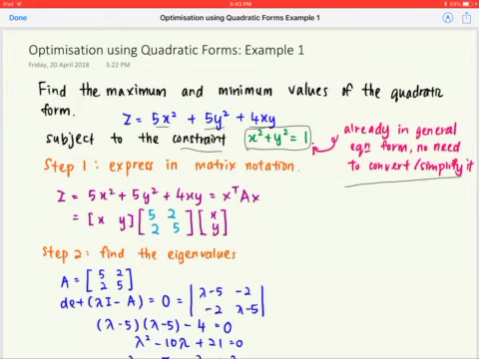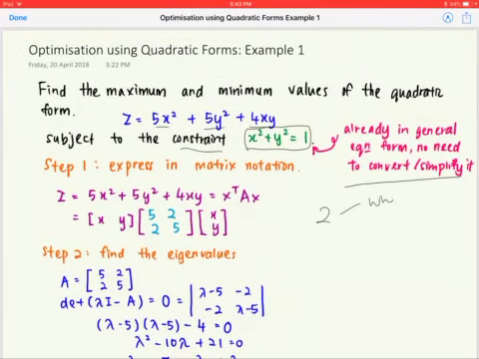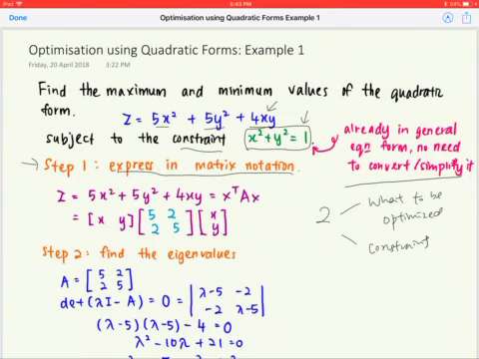As I told you in the class, for optimization, you need to have two components. The first is what is to be optimized, and the second is the constraint. In this case, it's quite straightforward: we already know that this will be the constraint and this will be the equation or the aspect that you are going to optimize. So the first step is to express it in matrix notation, so that we can use the matrix or linear algebra to solve it.